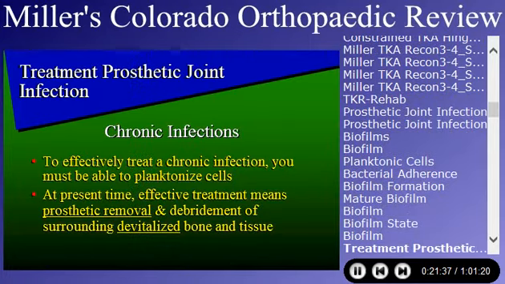So with chronic infections, the only way to treat a chronic infection is you've got to planktonize the cells. Right now, at the present time, there is no detergent, no medicine that you can give to dissolve a biofilm. So the only way you're going to get rid of a chronic infection in a biofilm state is to take the parts out, take out the dead tissue, and take out the dead bone. And that's also known as a radical debridement.